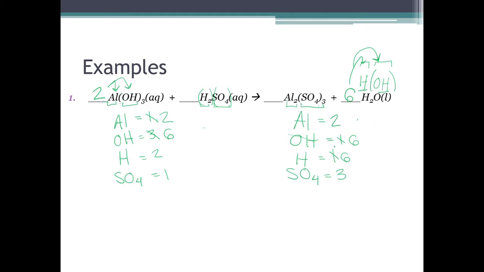However, I only have 2 hydrogens to start with. I need to start with 6. So if I put a 3 over here, then I'll have 3 times 2 is 6 hydrogens. That 3 distributes here. It also distributes to our sulfate. So now we have 3 sulfates. So now we've got 2 aluminums, 6 hydroxide, 6 hydrogen, 3 sulfate, 2, 6, 6, and 3.